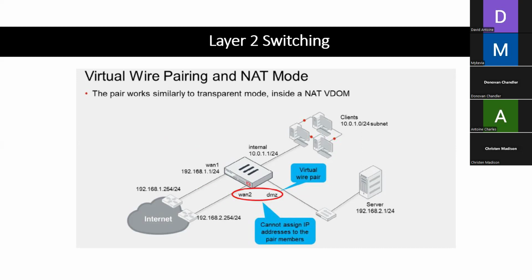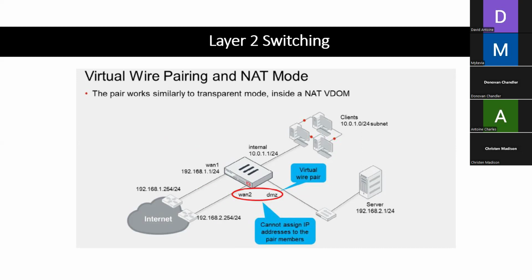Does that make sense of how virtual wire pairing works? Can you explain that one more time? So just to reconfirm, you said that the DMZ is connected directly to the router?